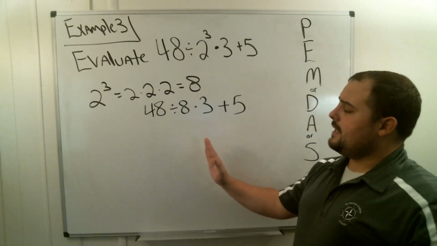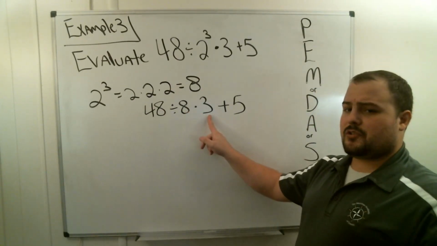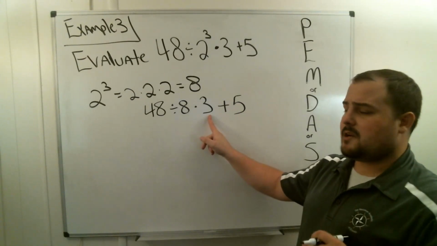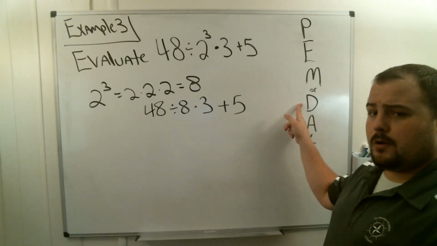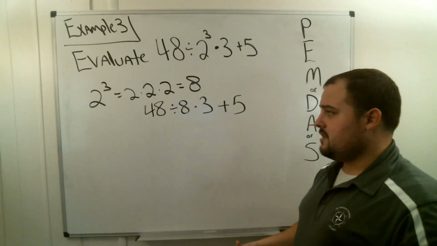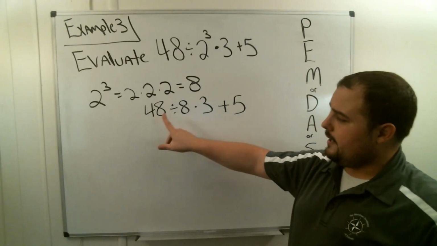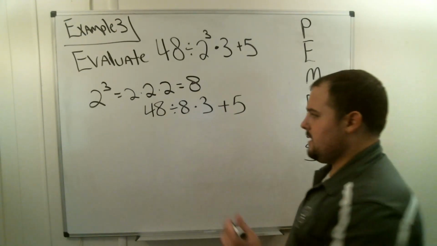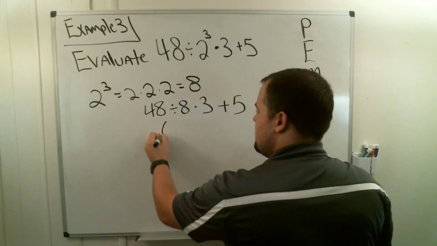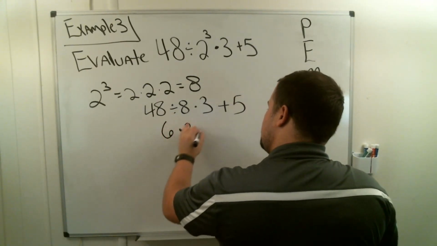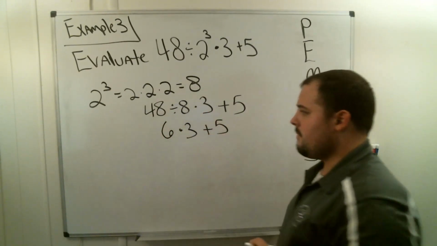So looking at this, I'm not going to take 8 times 3 because multiplication did not come first between these two. Division actually comes first. So it's important that we take 48 divided by 8. Well, that's 6. So I'm going to change this to 6 times 3 plus 5.